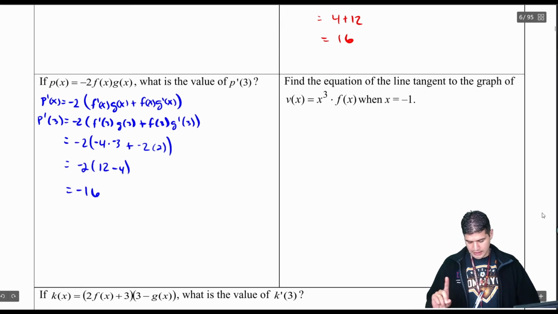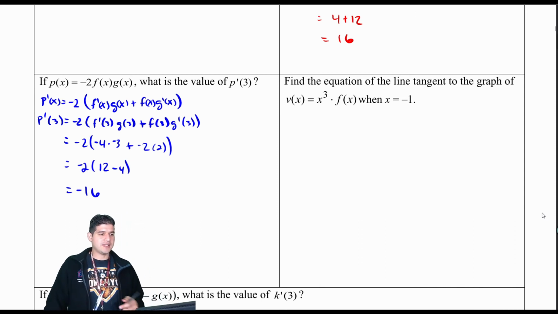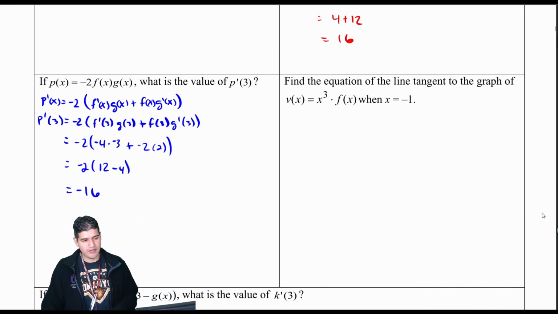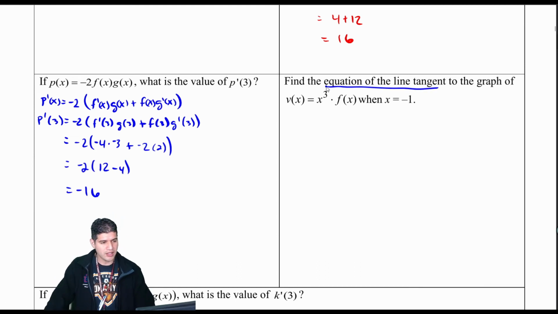Actually, no, I take that back. We have 2 more questions remaining. I'm sorry. So we want to find the equation of the line tangent to the graph of v of x equal to x cubed times f of x when x equals negative 1. So equation of the line tangent. So we want a tangent line. And so we want the derivative. So let's find the derivative real quick.